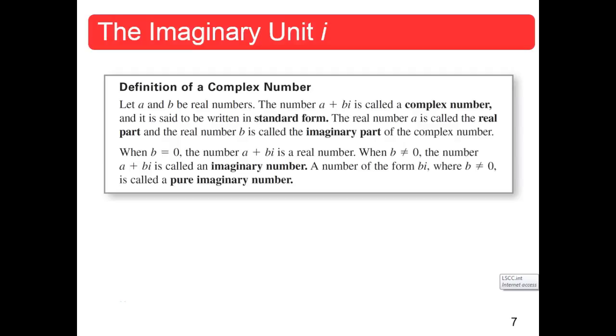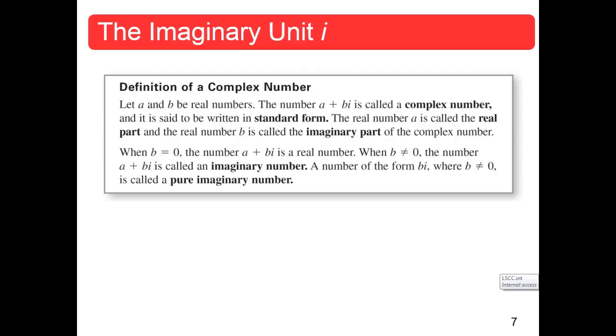It is said to be written in standard form if you write it this way. Real part plus or minus real times imaginary. Okay? The real number a is called the real part of the complex number, and b is called the imaginary part. Now, frankly, I like to call bi the imaginary part.